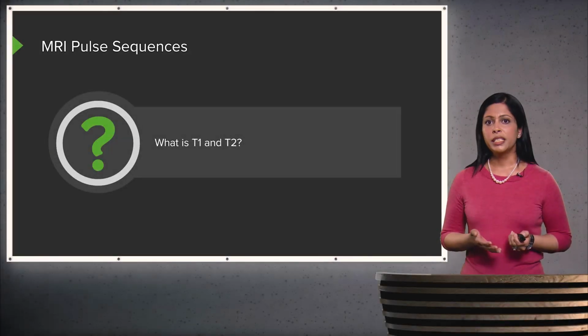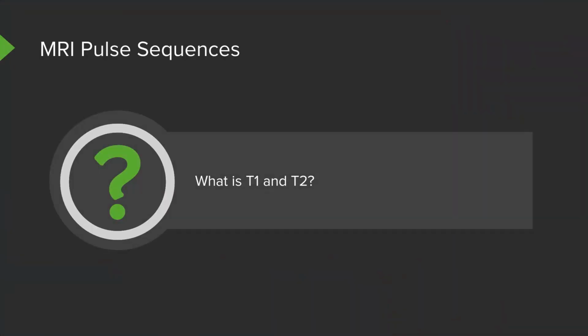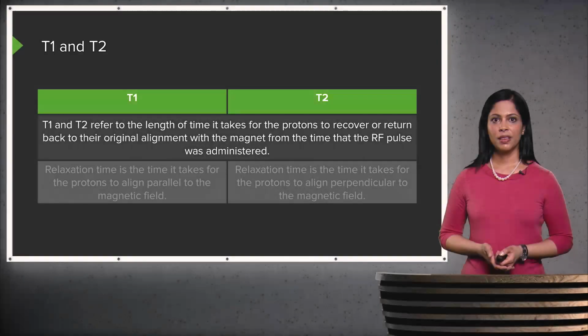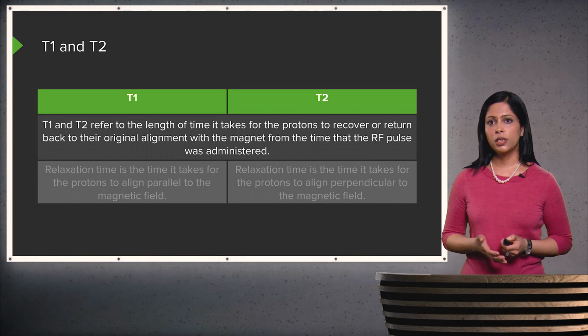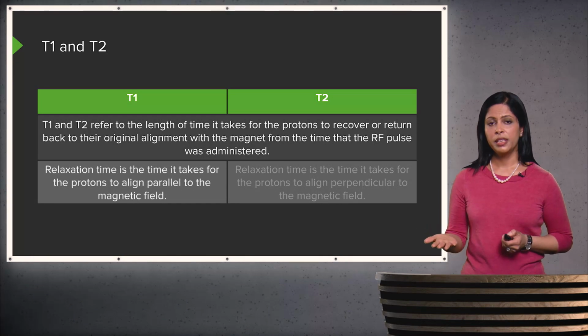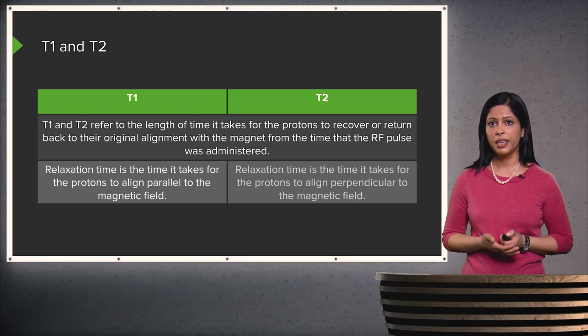So what exactly is T1 and T2? You may have heard people talking about, well, the T1 image shows this and the T2 image shows that, but what does that really mean? So T1 and T2 refer to the length of time it takes for the protons to recover or return back to their original alignment with the magnet from the time that the pulse was administered. T1 refers to the relaxation time which it takes for the protons to align parallel to the magnetic field. And T2 is the relaxation time for the protons to align perpendicular to the magnetic field.